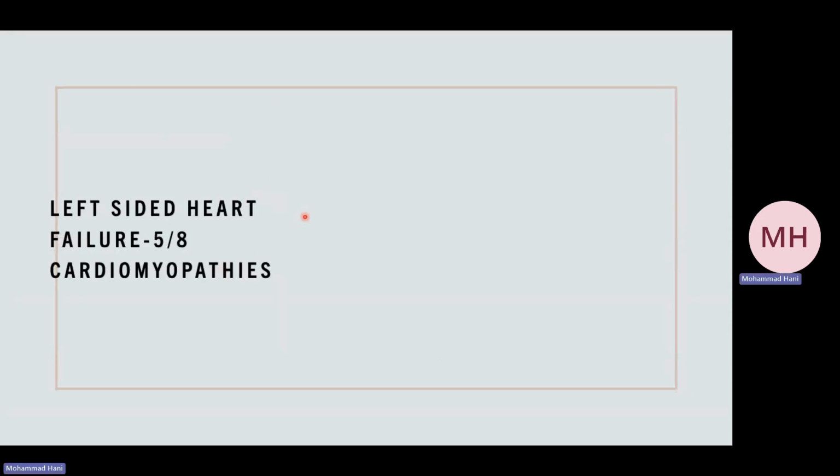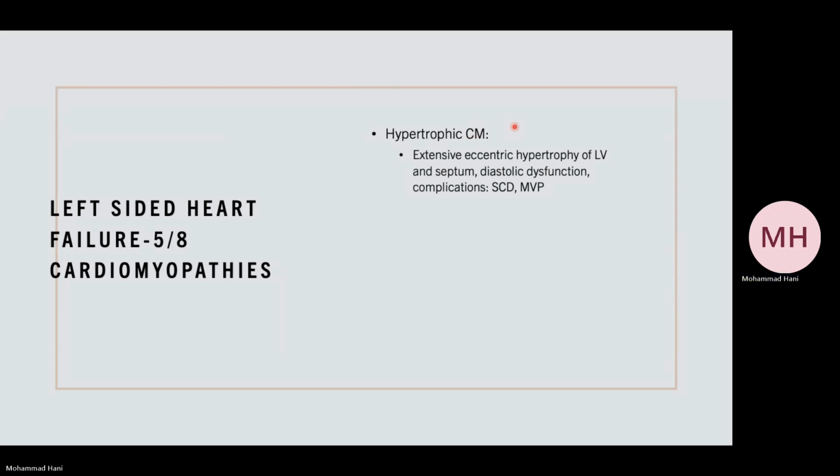Then moving on to left side heart failure and cardiomyopathies. We're only going to discuss the three main ones and not all five of them. So you have hypertrophic cardiomyopathy, which is extensive, sorry, it should be concentric hypertrophy of the left ventricle and septum.